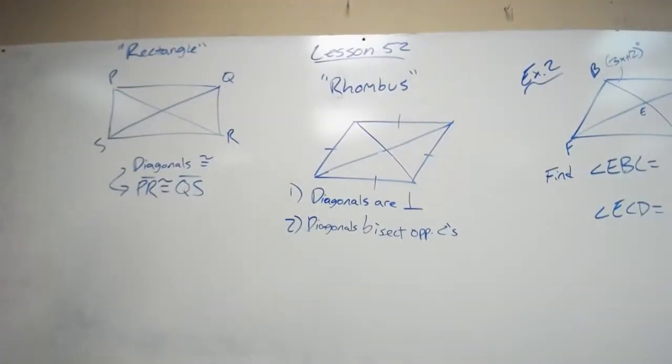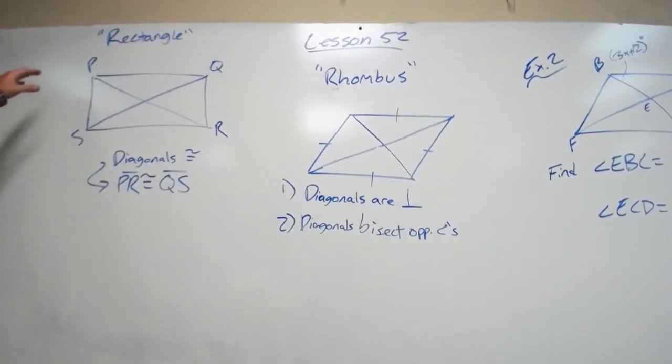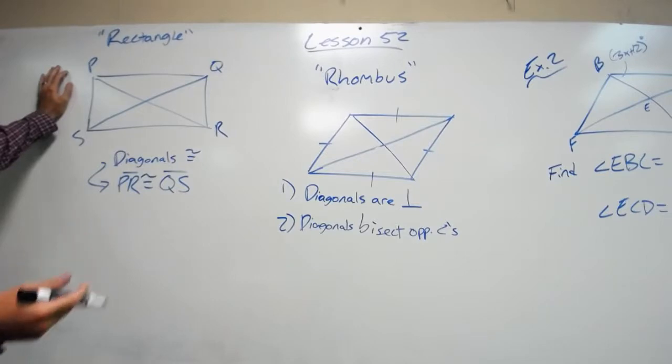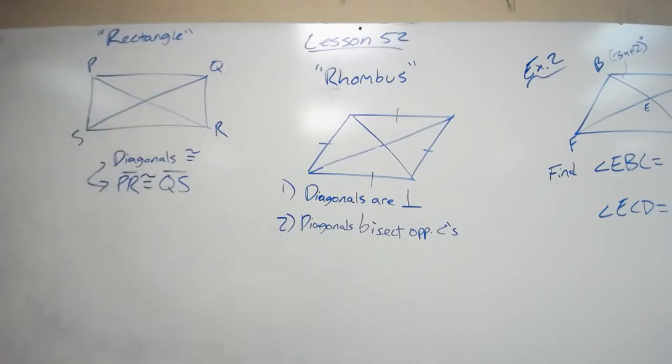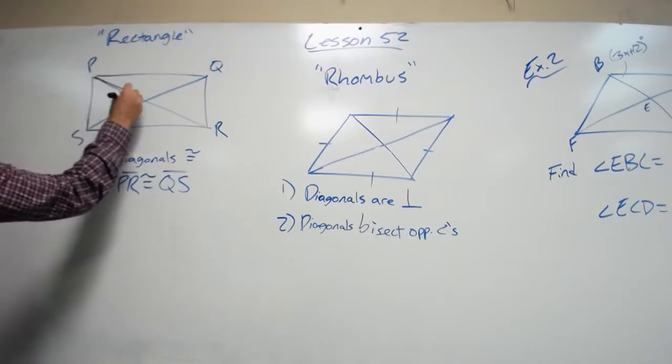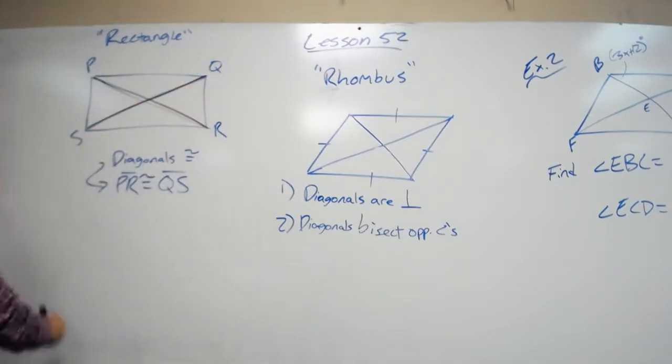We're going to look at lesson 52, properties of different quadrilaterals, specifically rectangles and rhombuses, or rhombi, however you say it. The first quadrilateral we want to look at is a rectangle. And we're going to talk about just what a diagonal does to these different quadrilaterals. So if you have two diagonals here, well, the property of a rectangle states that if you have two diagonals, that they are congruent. So PR is congruent to QS. And that's the property for a diagonal of a rectangle.